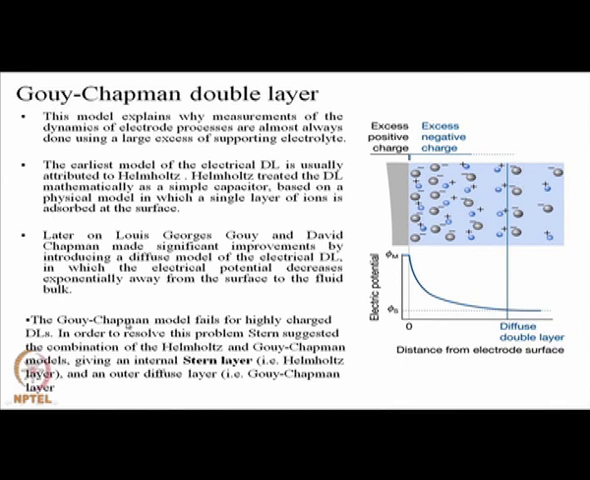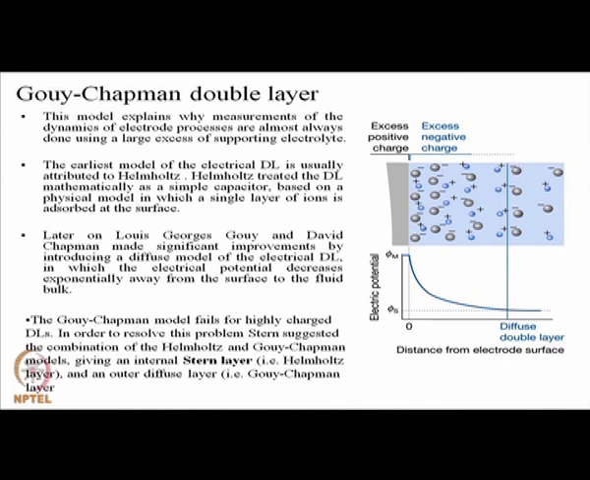Now, this Gouy-Chapman model fails for highly charged double layers. In order to resolve this problem, Stern suggested the combination of Helmholtz and Gouy-Chapman models, giving an internal Stern layer, that is Helmholtz layer, and the outer diffuse layer, that is Gouy-Chapman. So, it is a mixture of this Helmholtz and Gouy-Chapman, especially for highly charged double layers, not for the simple cases.